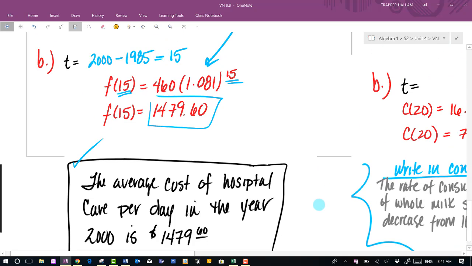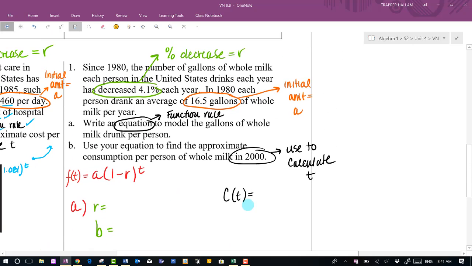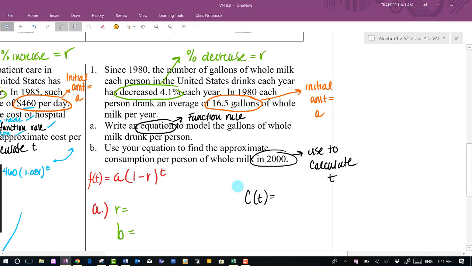All right, so let's take a look then at an exponential decay, very similar in the content. So this problem, though, is going to say, since 1980, the number of gallons of whole milk each person in the United States drinks each year has decreased 4.1%. Lots of reasons for that, right? Lots of different flavored drinks, lots of different flavored waters. People are drinking skim milk. I don't know if that counts.